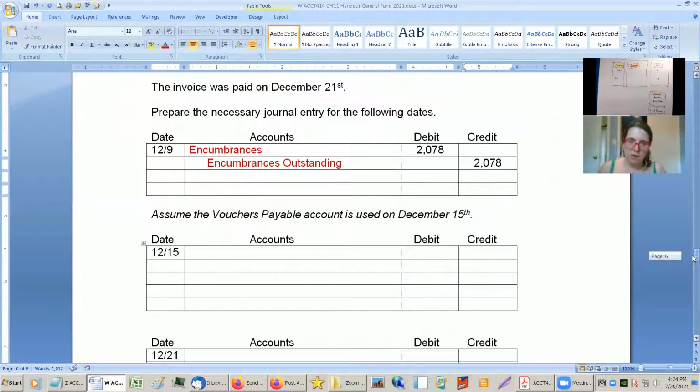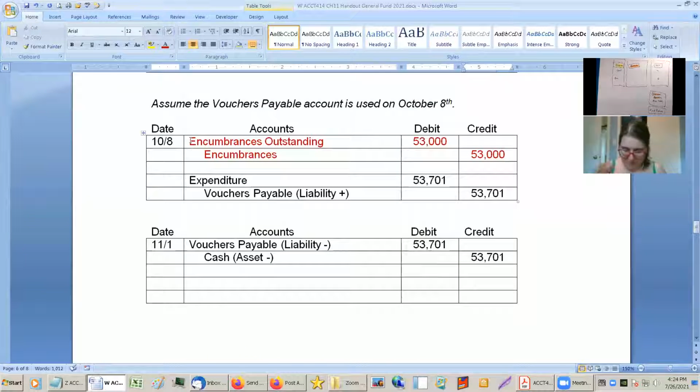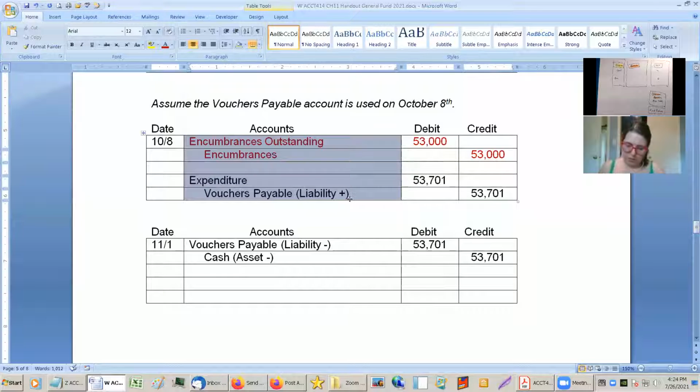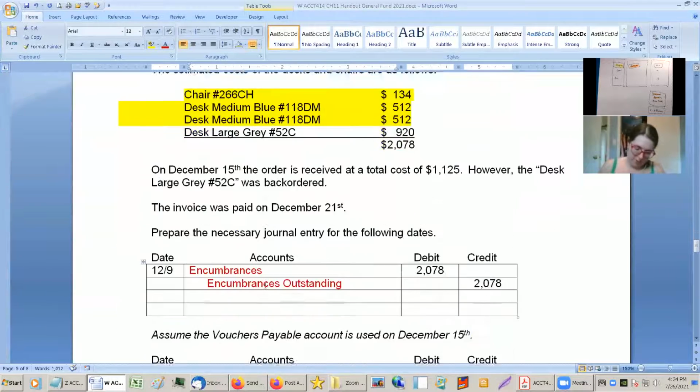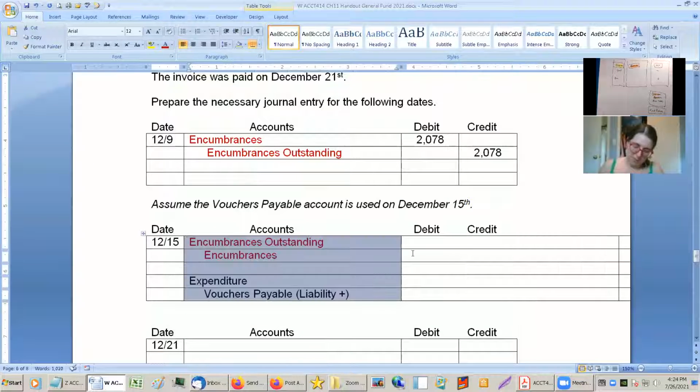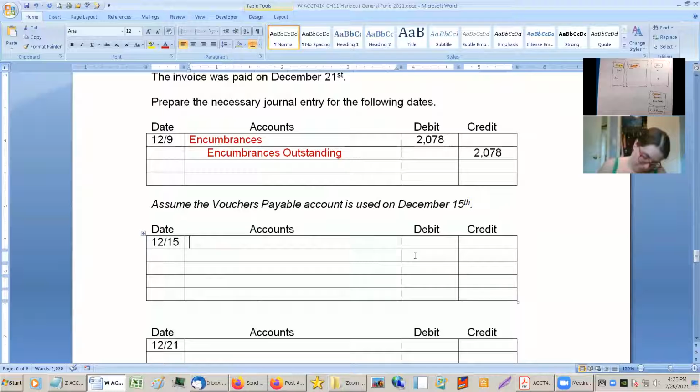Okay, that was my mistake. But then, if we've taken those off the encumbrances, we'd go into expenditures as the debit, and that would be for the 1,125. And then that would also be the vouchers payable, because we owe that, and it increases our liability.